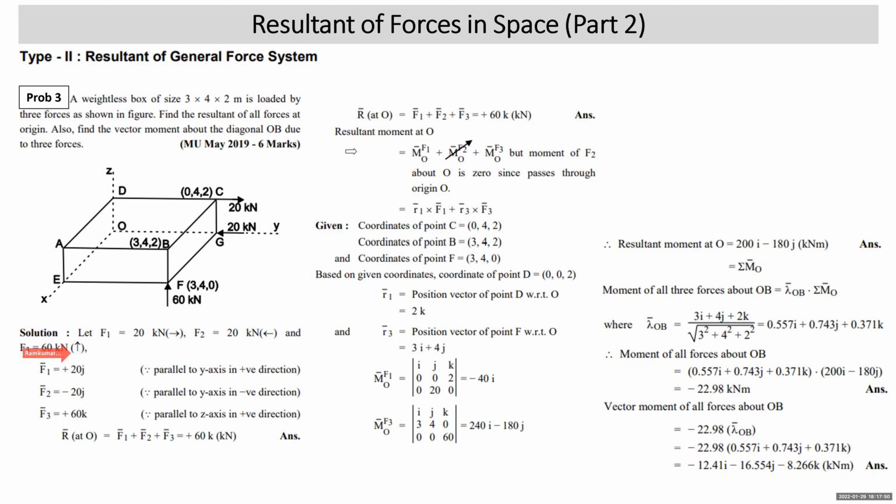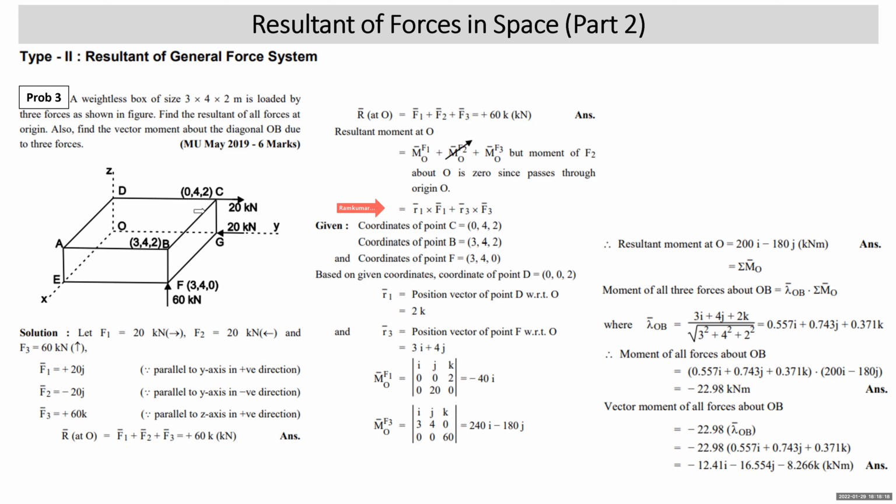Found the resultant force. Now, what will be the resultant moment at O? Resultant moment at O means moment of F1 about O plus moment of F2 about O plus moment of F3 about O. Out of the three forces F1, F2, and F3, you can see that the 20 kilonewton force F2 is passing through origin, so its moment will be 0. This we have marked here. Moment of F2 about O is 0. Right? Then we have to find moment of F1 about O, that is R1 cross F1, and F3 about O, R3 cross F3. Now, coordinates of the points are directly given in the sum.